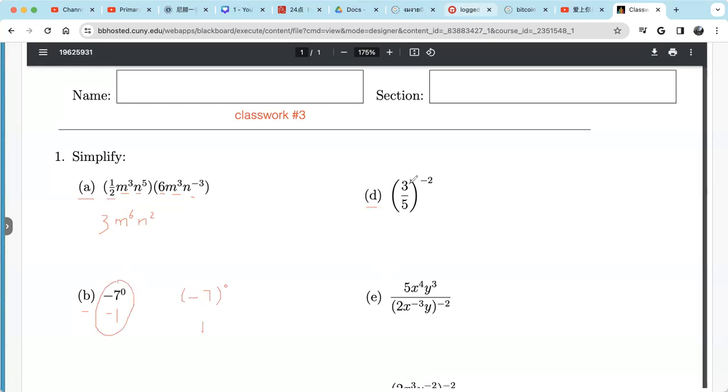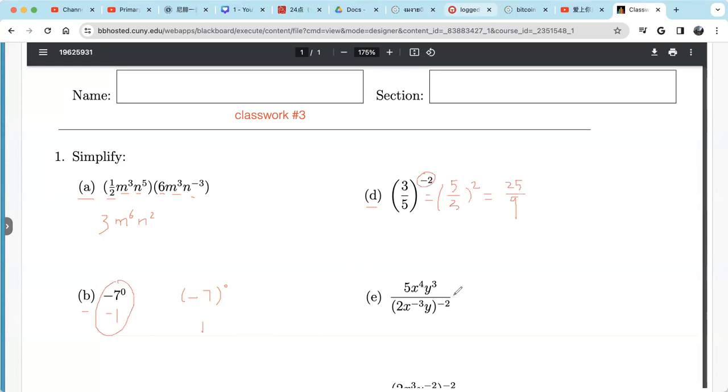Let's see D. We have fraction 3/5 raised by -2. So negative exponents, this means we flip over the numerator and denominator. So we have 5 divided by 3, now raised by +2. That's what negative exponents mean. Right? We flip numerator and denominator. So then we square 5, square 3. Right? Square 5, we get 25. Square 3, we get 9. And of course, in the middle, I put the equal sign. Those are all equal to each other.